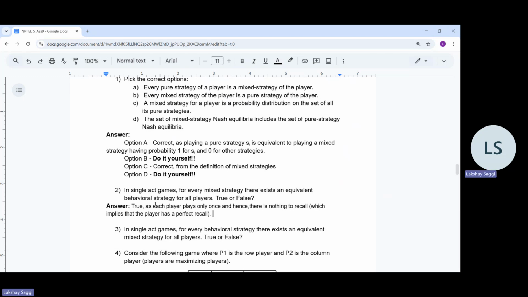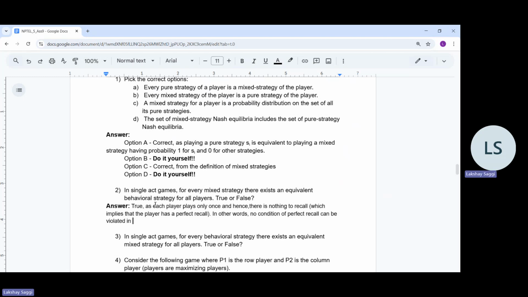And maybe in other words, no condition of perfect recall can be violated in single-act games, right?